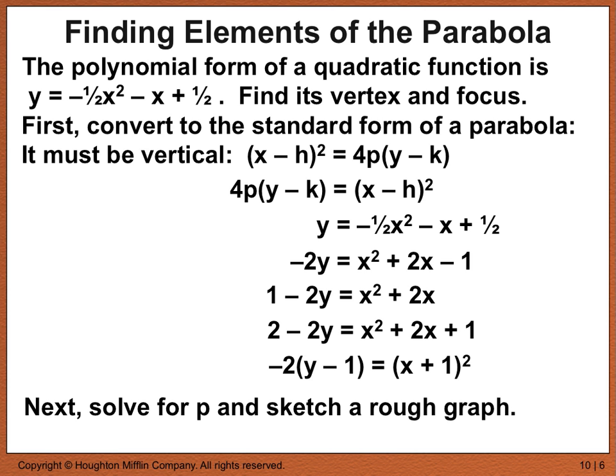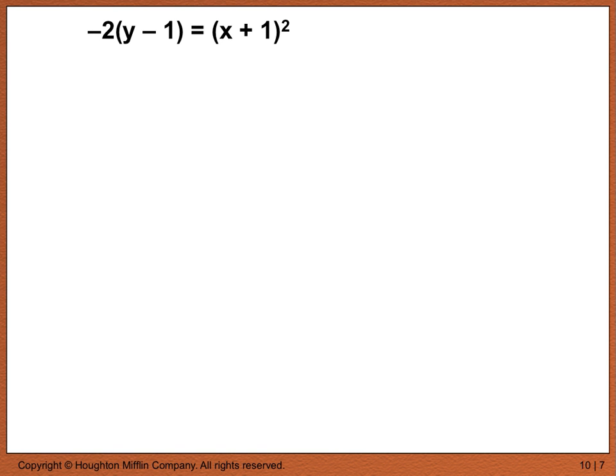The next thing I want to do is solve for p and sketch a rough graph. So we're going to do that on the next screen. I rewrite my standard form that I found. Now I want to solve for p. And all I have to do is just fill it in, right? Because if 4p is negative 2, then I just write 4p equals negative 2 and solve for p. And all I did there is I just equated this negative 2 with 4p because that's what appears in the standard form. 4p equals negative 2, so p equals negative 1/2.